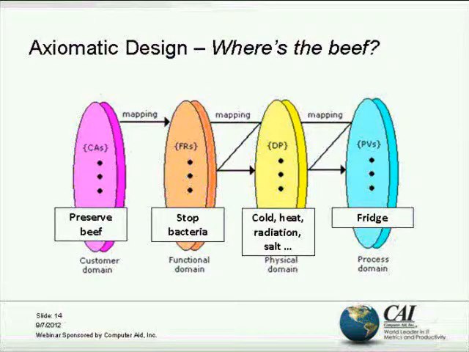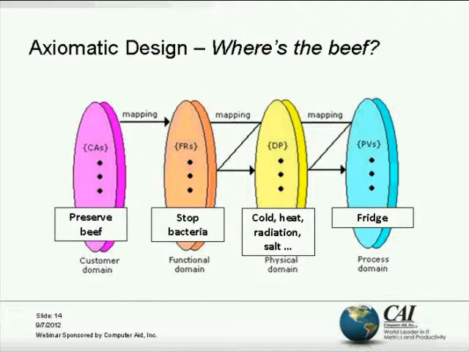And all the information in a complete design is contained in one of these 4 domains or buckets of information. And the axiomatic design process itself is a mapping process where you start on the left and move domain by domain to the right, asking the simple question, what do I want to achieve? How do I achieve it? What do I want to achieve? How do I achieve it? So there's a cause and effect from left to right.